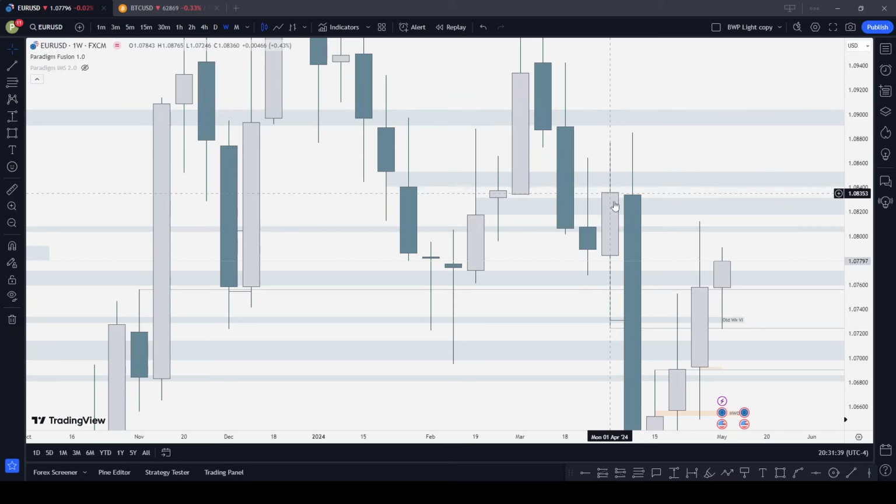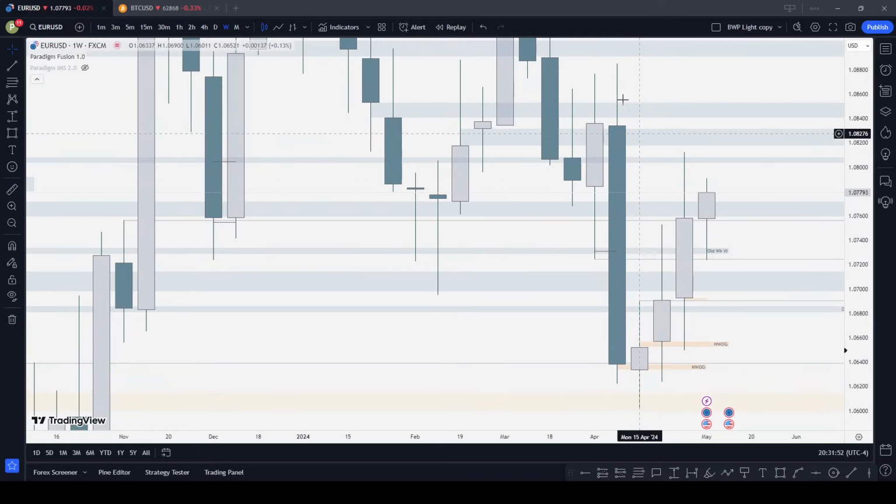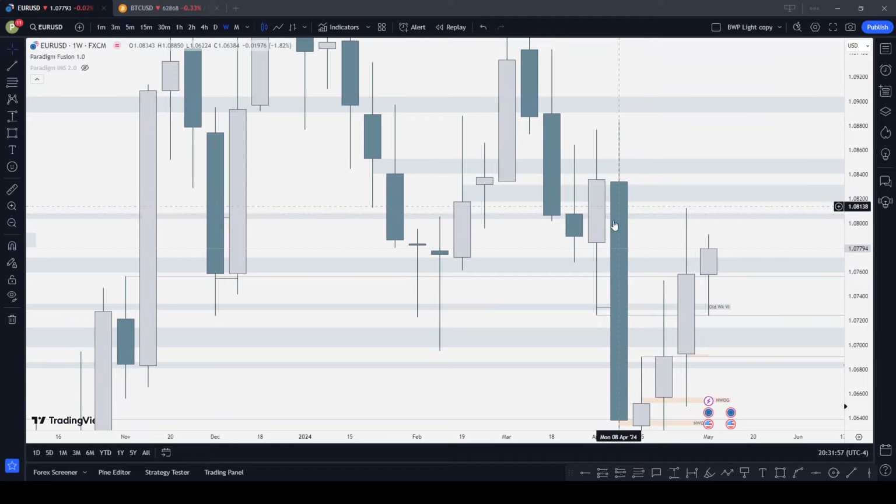Okay, now you can see that on this week we had a close above it, right? This is a close above it. So on this week we'll be looking to what? To go long. All right. Now the market closed aggressively below it because of CPI. Okay, this is CPI week.